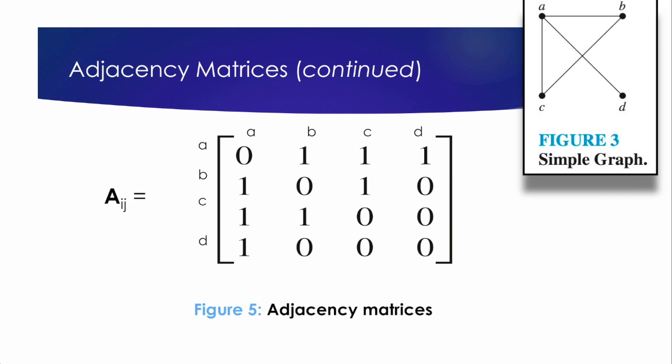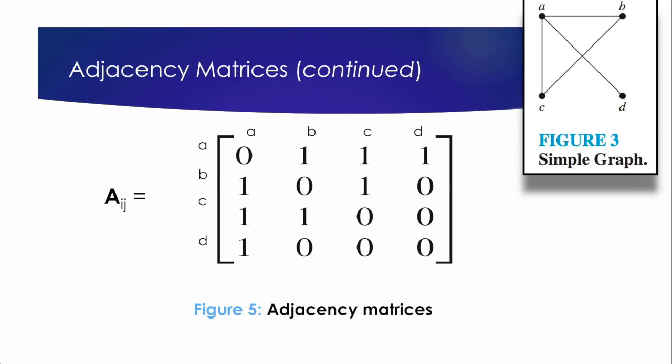Is vertex B adjacent to vertex A? The answer is also yes, so we put 1. Is vertex C adjacent to vertex A? The answer is also yes, so we put 1. And we will do the same for the rest of the vertices. The complete adjacency matrix for the simple graph G is shown in figure 5.